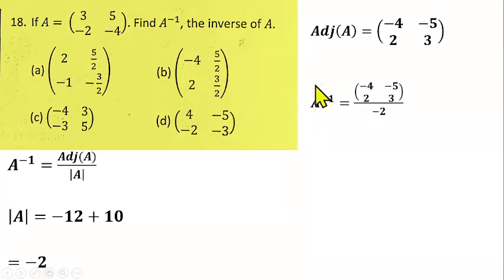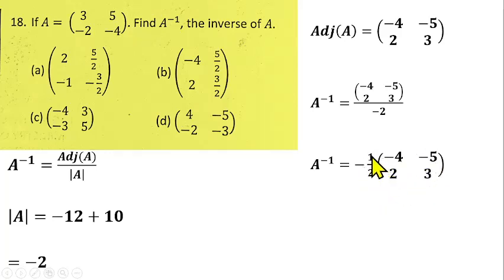Therefore, the inverse of matrix A will be the adjoint, which is what you have gotten here, this 2 by 2 matrix, divided by the determinant, which is minus 2 we got there. So this can be written as 1 over minus 2 into bracket of the adjoint, and this minus 1 over 2 will multiply each element in the matrix.